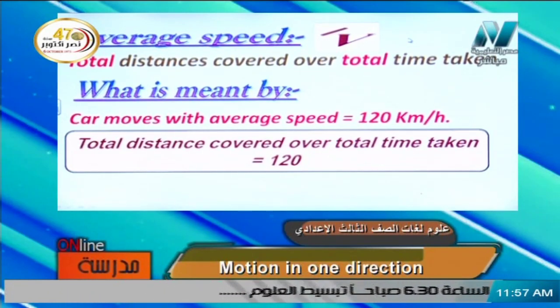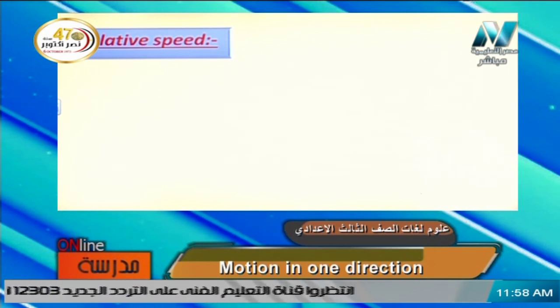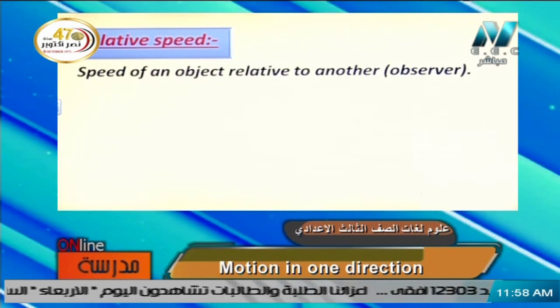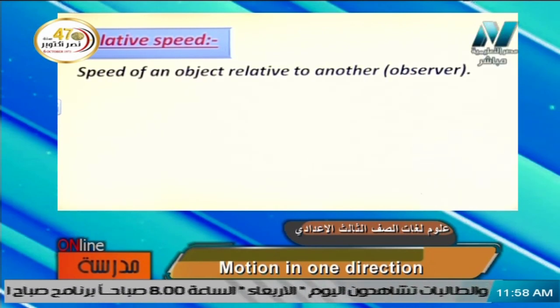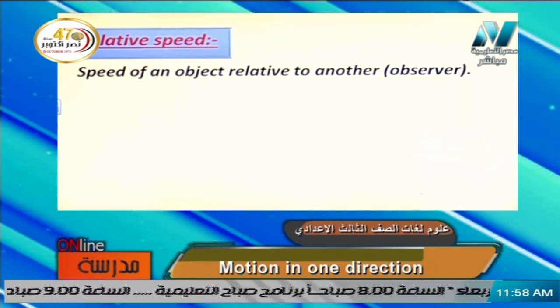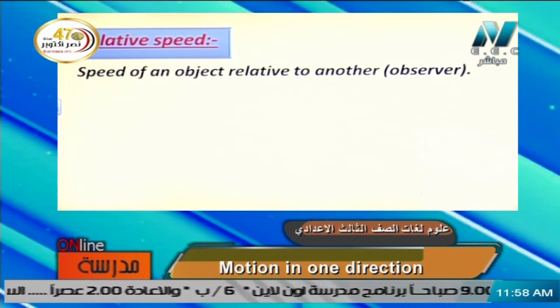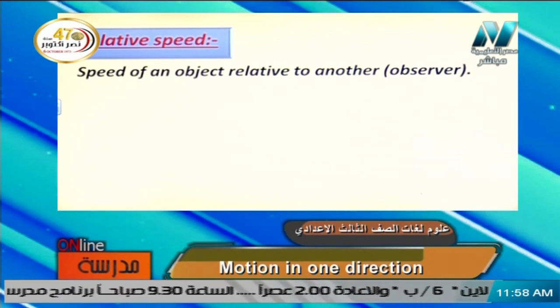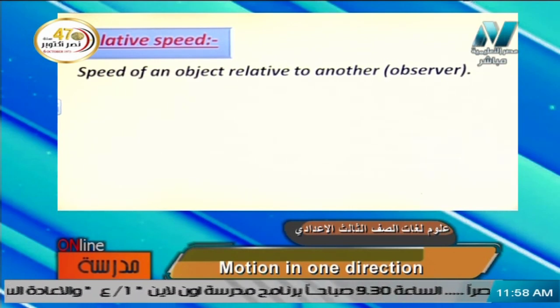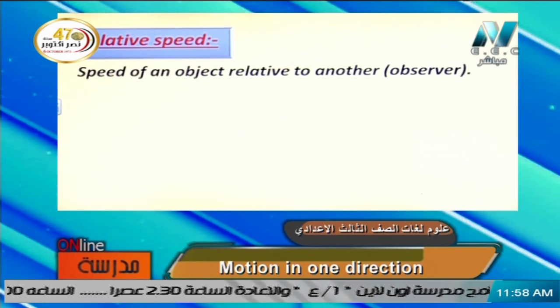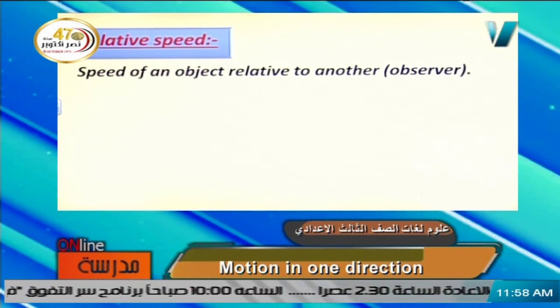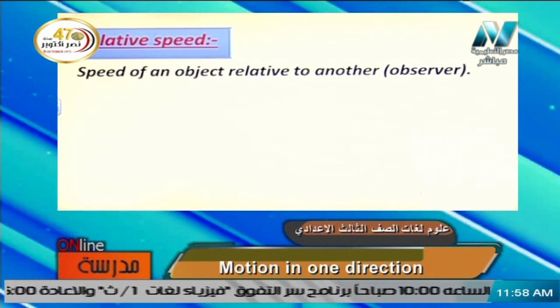The last point in our syllabus today is relative speed. Relative speed, which means what? Speed of an object relative to another or the observer. So we calculate the speed of an object, but not its real speed. We will calculate the speed of an object relative to another object. The other object here is called the observer.